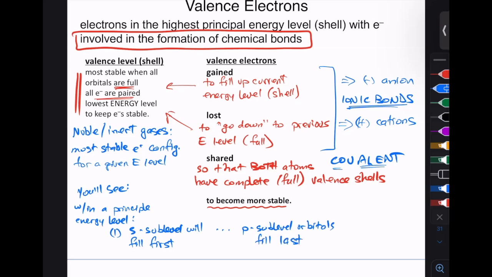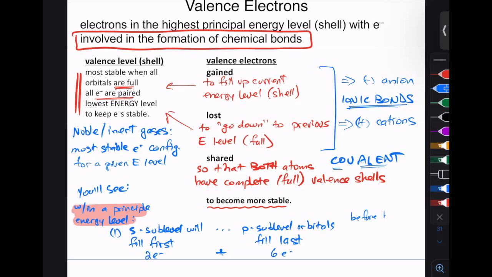And again, that's within a principal energy level. So let me just highlight that. So what that gives us: at the s sublevel, how many electrons can we have? 2. And at the p sublevel, how many electrons can we have? 6. So given that s fills first and p fills last, this is before we go to the next higher principal energy level.